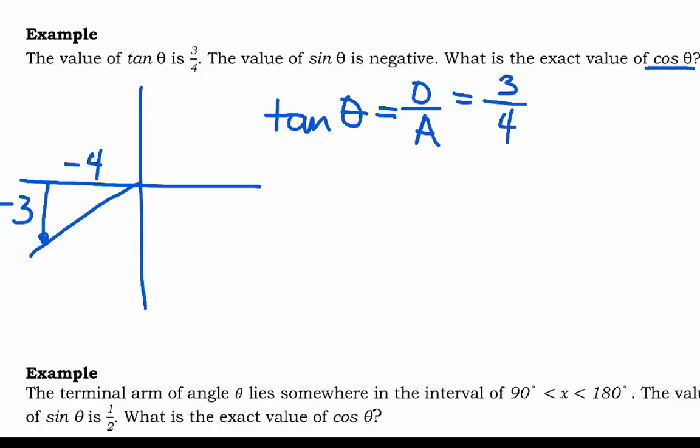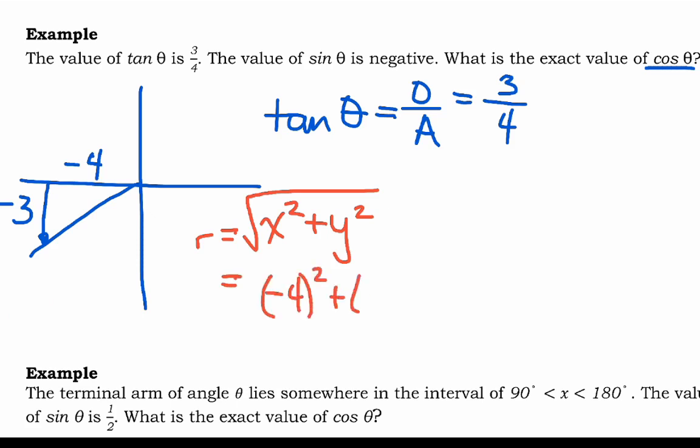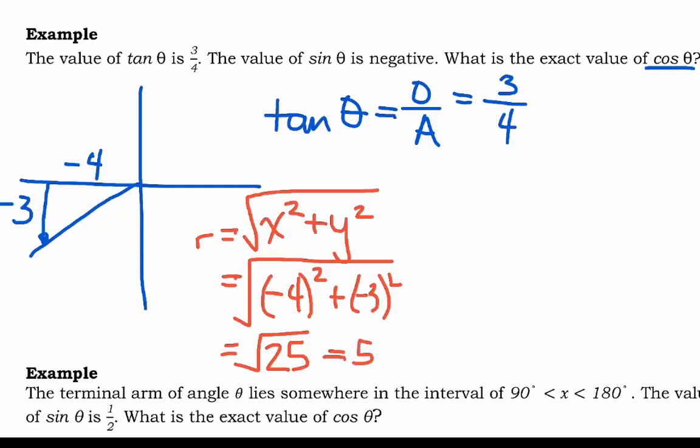We find the hypotenuse by finding the square root of x squared plus y squared. Our x is -4, our y is -3. -4 squared is 16, -3 squared is 9, 16 plus 9, 25. Square root of 25 is 5. So what's our cosine theta then? We can add this now, we know the hypotenuse is 5.